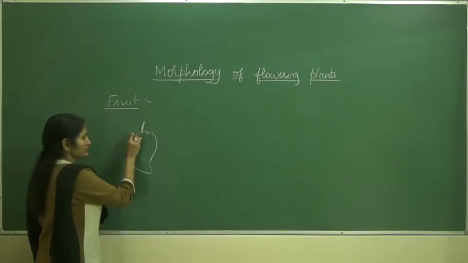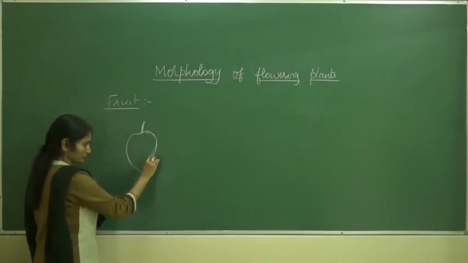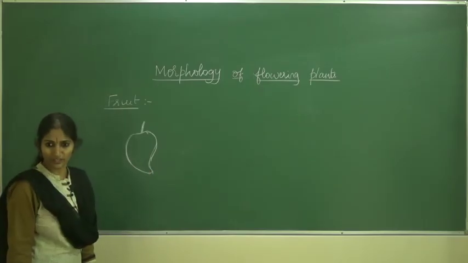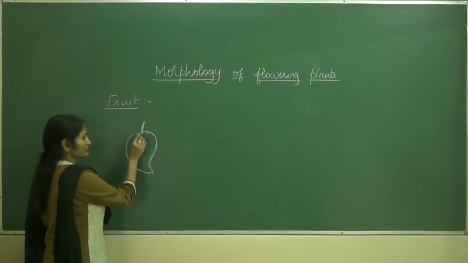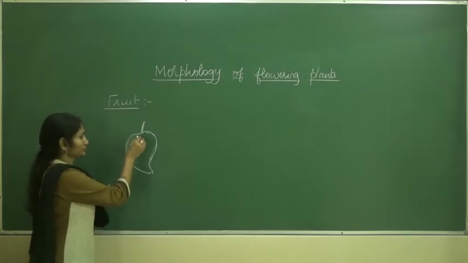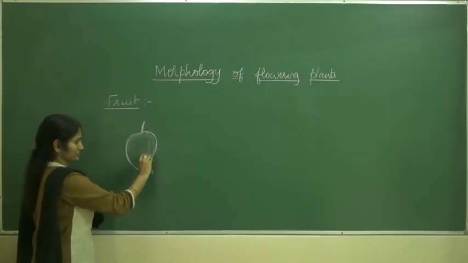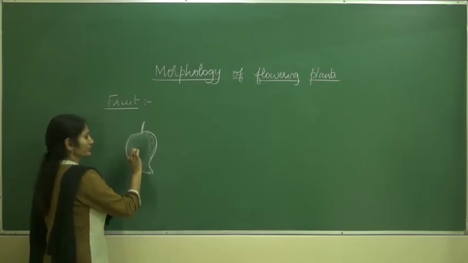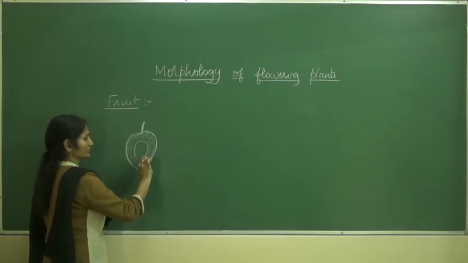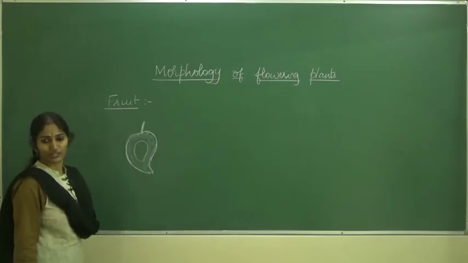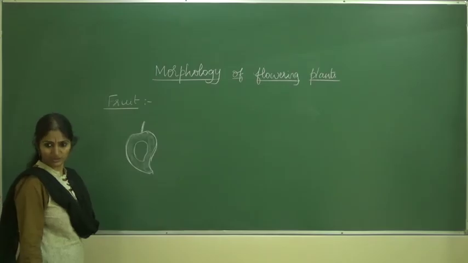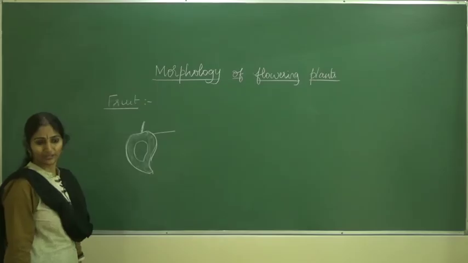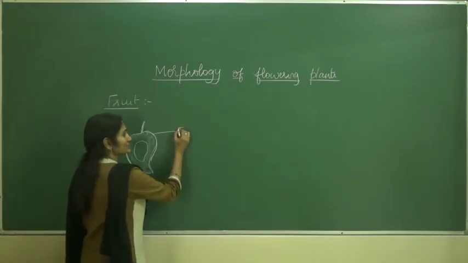You see that there is a very thick outer wall, right? Outer wall, which will be green in color but later turns yellow. And then inside this, you see a pulp, right? You see a pulp, and in between, you see that there is a seed. This is how normally a mango looks like. Now, this outer membrane is what we call as epicarp.